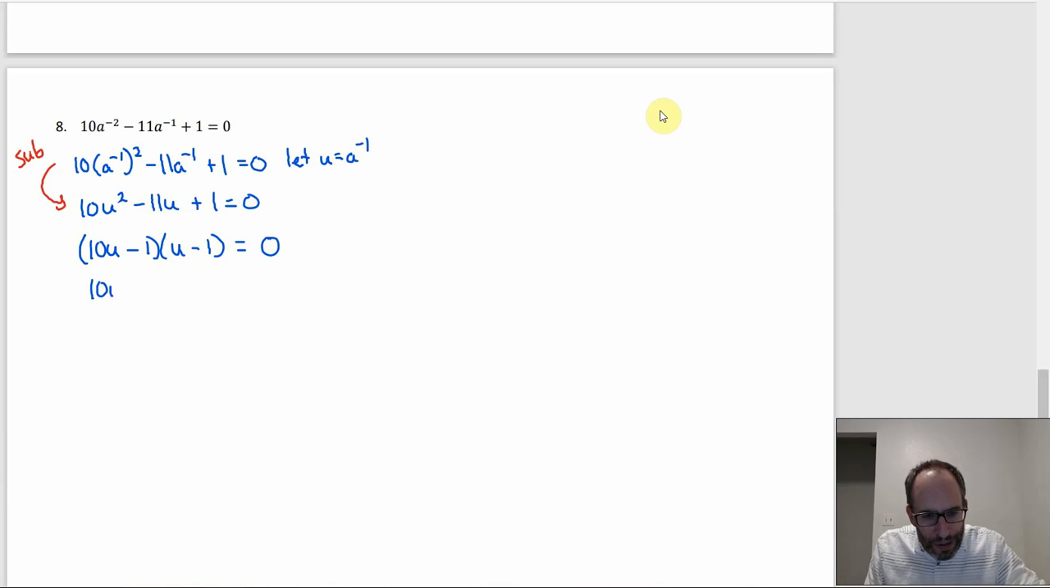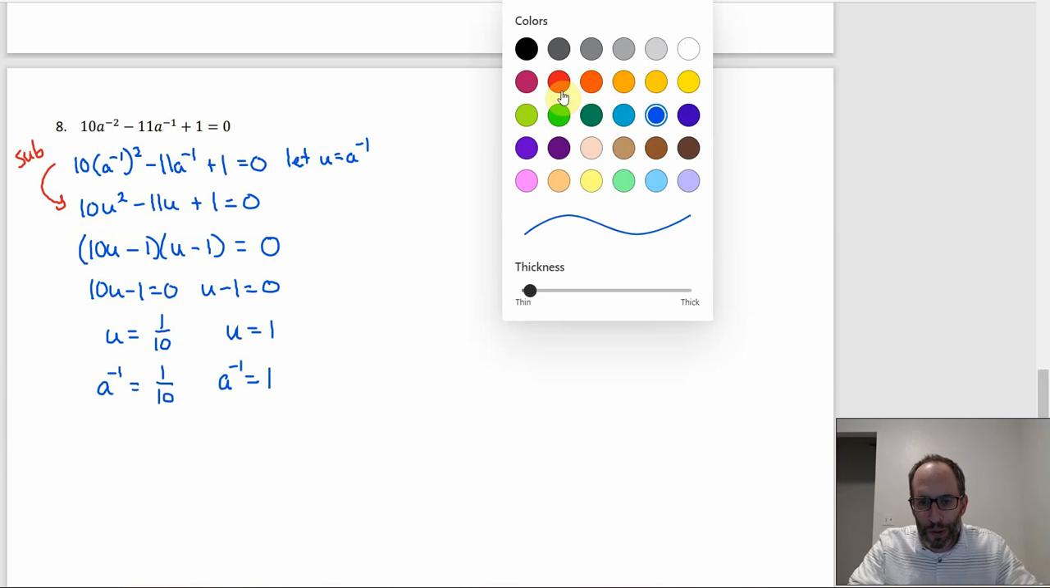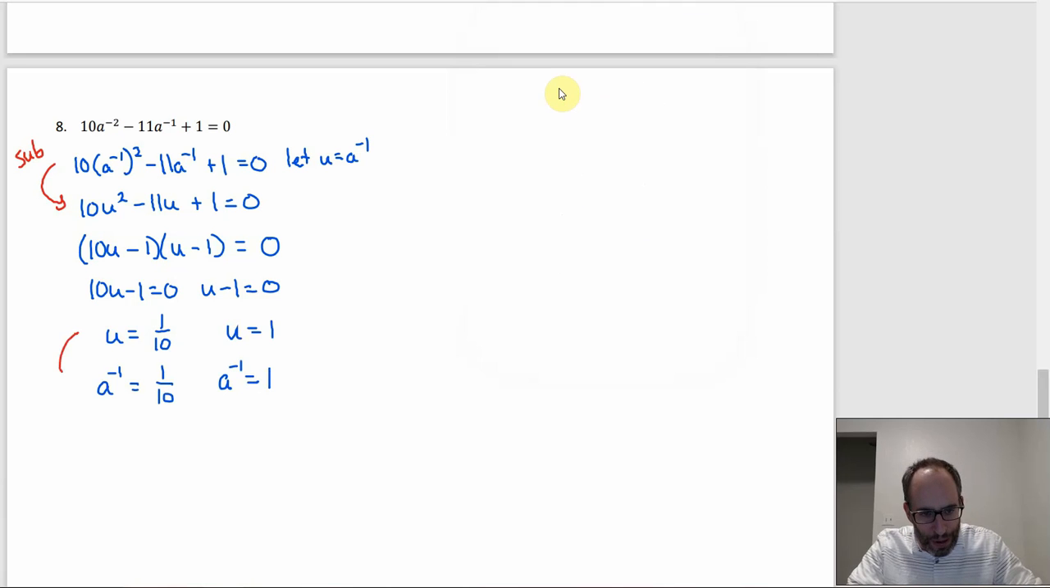So then you'd have 10u minus 1 equals 0, u minus 1 equals 0. So then this will end up eventually being that u is 1/10. This one is that u equals 1. And then we have to back sub. So then a to the negative 1 is 1/10. And then here a to the negative 1 is 1. All right. So if we back sub, we end up there.